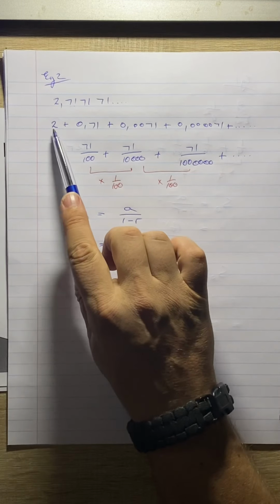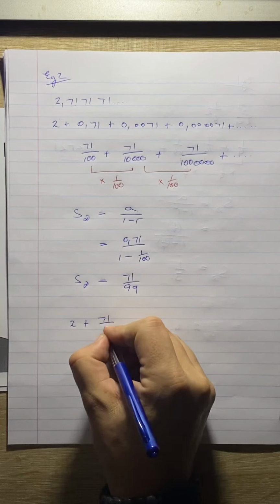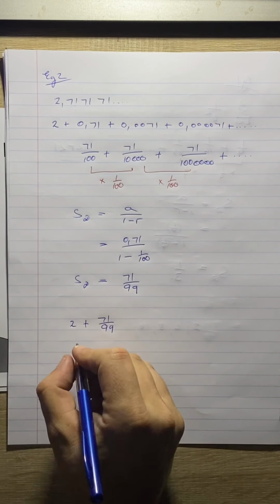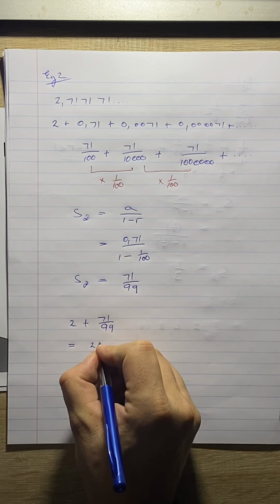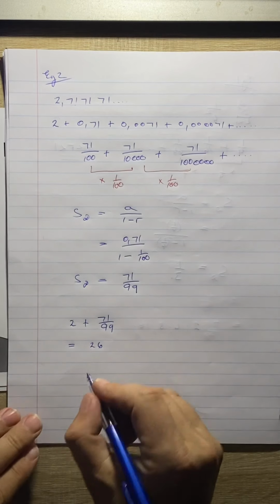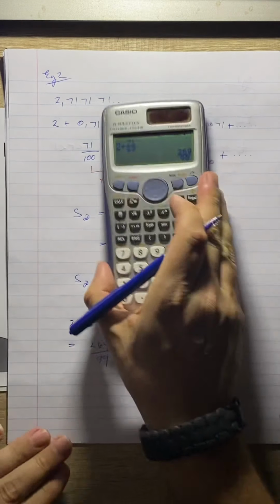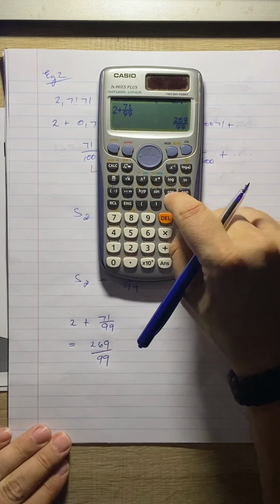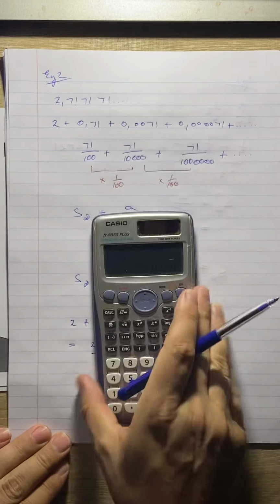So I still need to add that 2. So 2 plus 71 over 99. You can calculate what that is, and we get 269 over 99. I just want to double check that. Okay, and now we can even check. So there's that 269 over 99, and we get 2.717171, and it repeats.